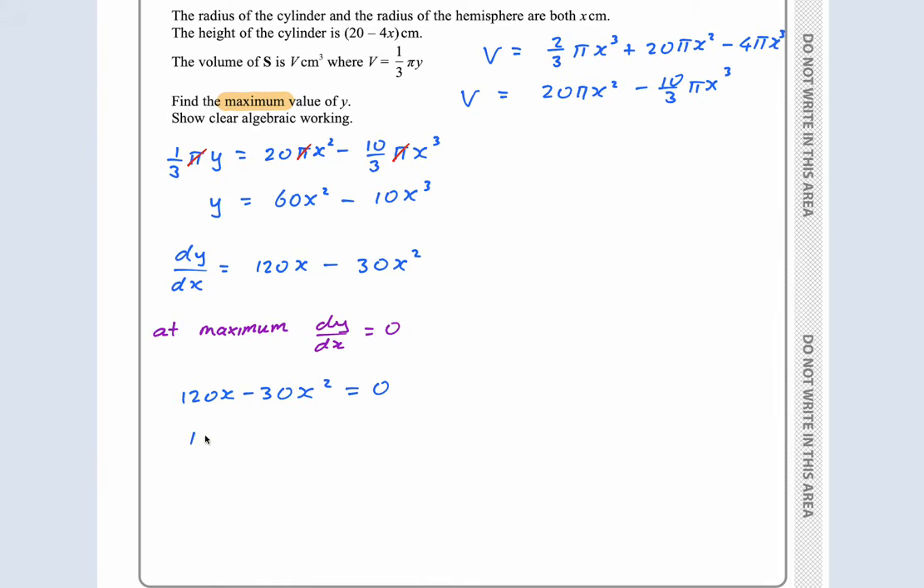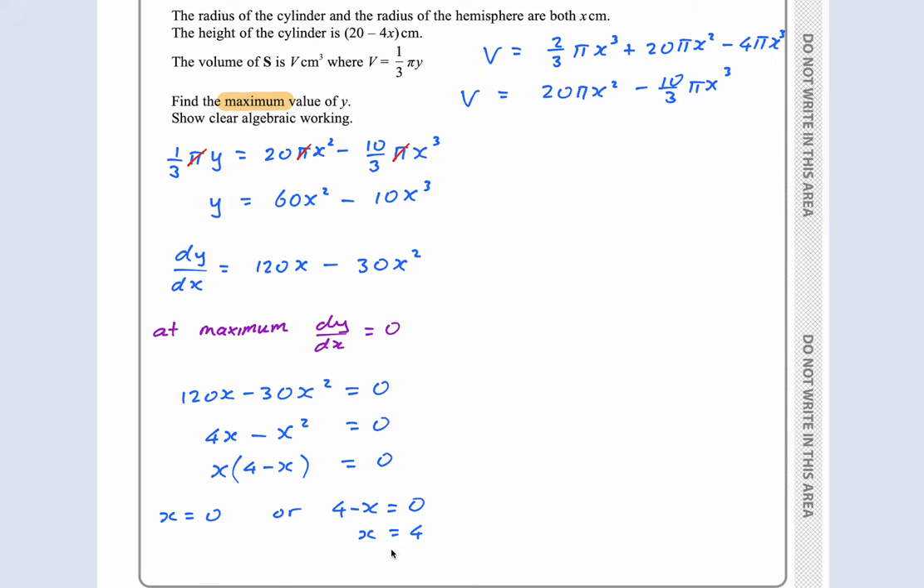So the way to solve this is firstly divide everything by 30. I can divide this by 30, gives me 4x. Divide this by 30, gives me 1, equals 0. Okay, and divide this by 30 is also 0. Then factorize. I can take out the x. So x times (4 minus x) equals 0. So either x equals 0 or 4 minus x equals 0, which means x equals 4 if I just add x to the other side.